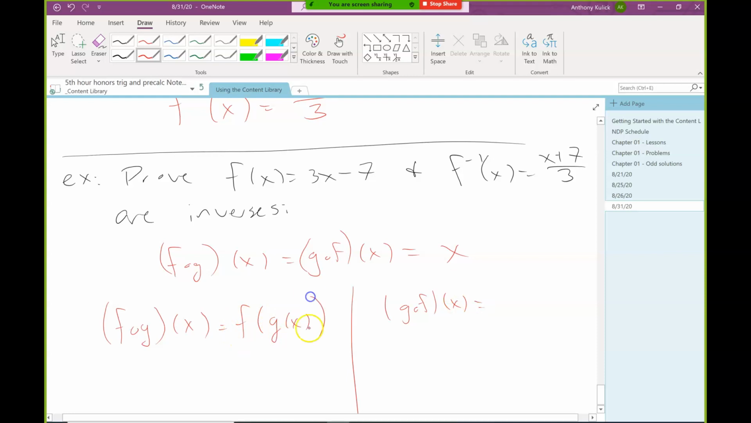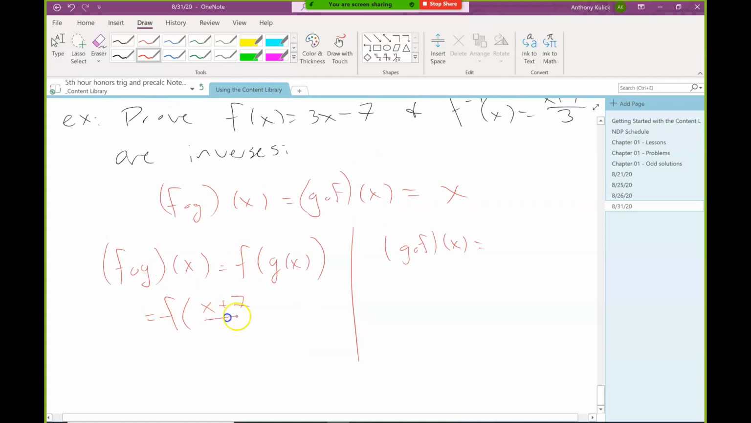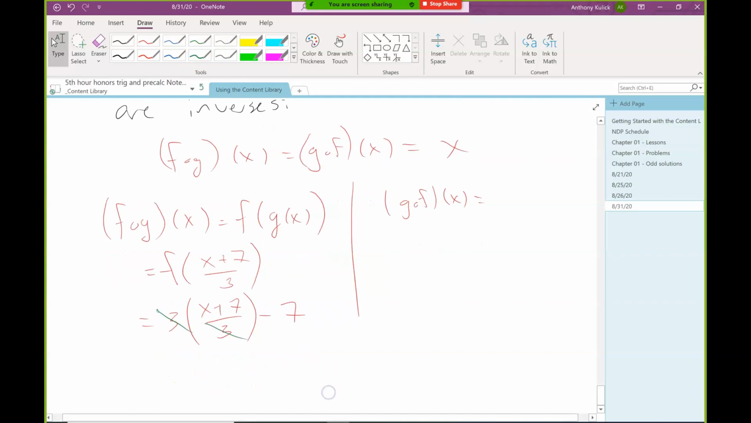So that's going to give me f of g of x. So that's f of x plus 7 all over 3. When I plug that in to f of x, I get this. I have a times 3 and divide by 3, so those cancel out. And then I have a plus 7 and a minus 7. Those cancel out, leaving me with just x, which is what I need.